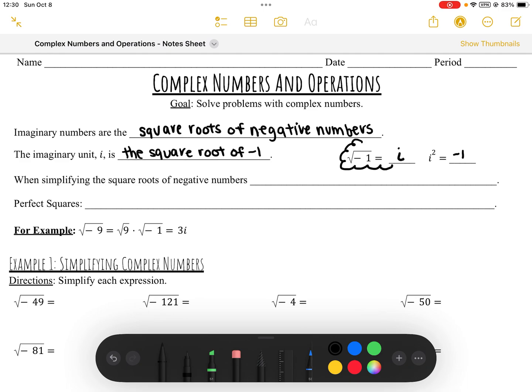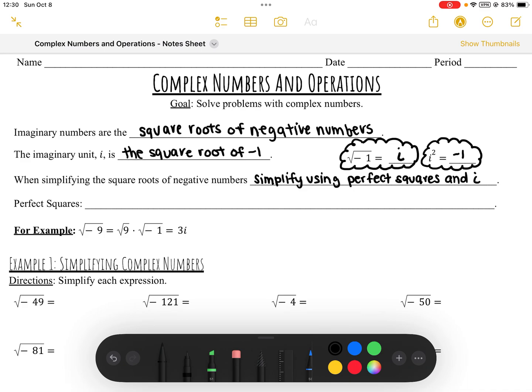So those are two things that are going to be important to remember as we continue through this lesson and when we simplify with imaginary numbers in future lessons as well. So when simplifying the square roots of negative numbers, you're going to simplify using perfect squares and I. And again, I is an imaginary number.